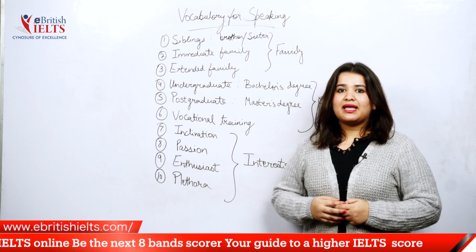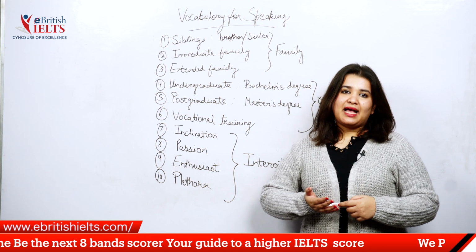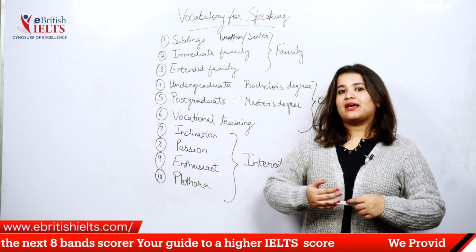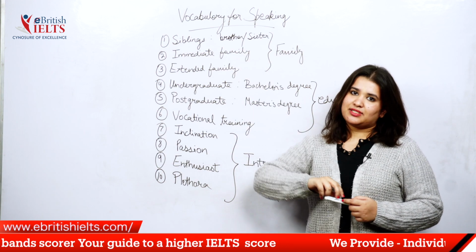So you can say something like, I have two elder siblings, or I have an elder sibling, or I have a younger sibling. So this is a word that you can use in place of brother or sister.